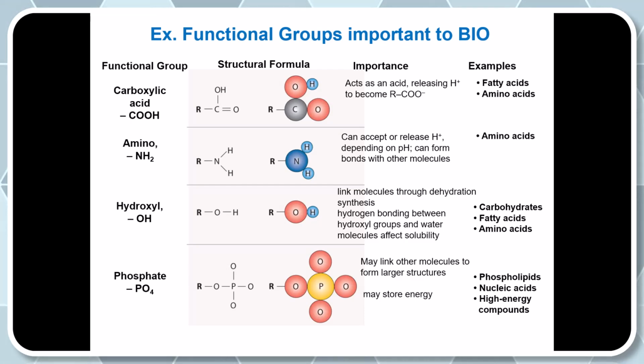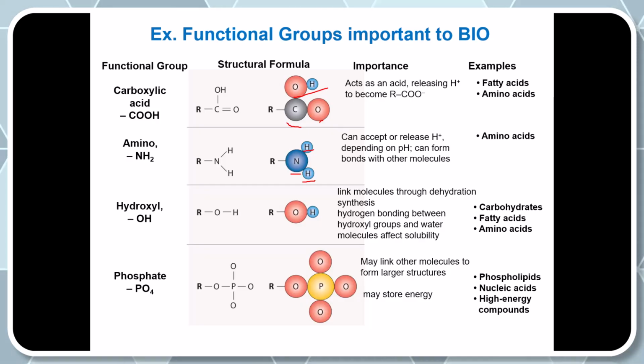The first one is a carboxylic acid group. It's a COOH group. So these are important in amino acids and fatty acids. They can also release hydrogen ion and act as an acid. Then there's amino groups. Amino groups are this NH2 group. These are important because they can either accept or release hydrogen ions, and they can form bonds with other molecules. We're going to see amino groups in amino acids.